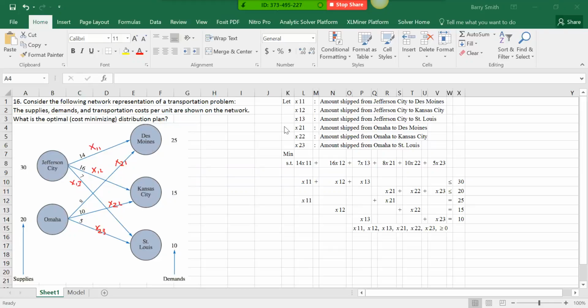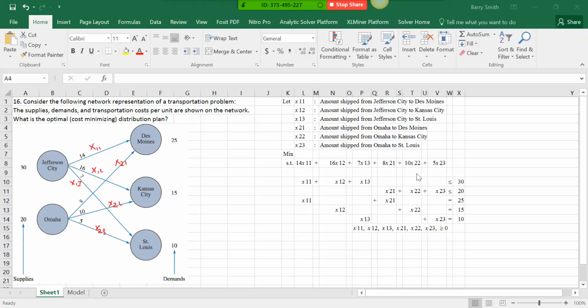Now, what we're supposed to do is minimize the cost. So what we have to do is take and add all the costs together, and we want to minimize that. So we're going to take the cost times the label here. So 14 times X11 plus 16 times X12 plus 7 times X13, and then plus 8 times X21 plus 10 times X22 plus 5 times X23, and that is going to be the item we want to minimize.